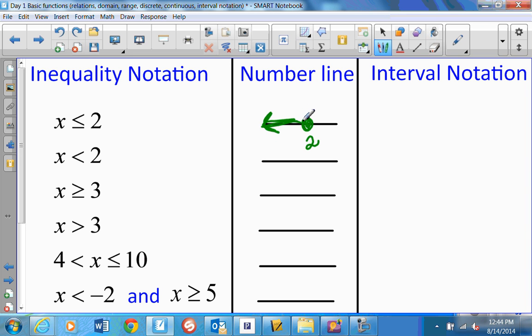So, how far does this go to the left? To infinity. Actually, to -infinity. However, you never reach infinity. Therefore, you always put a parenthesis when you're talking about going to infinity or -infinity, because you never really reach it. I know it's kind of weird. And at 2, it's including 2, so we're going to put a closed bracket there.